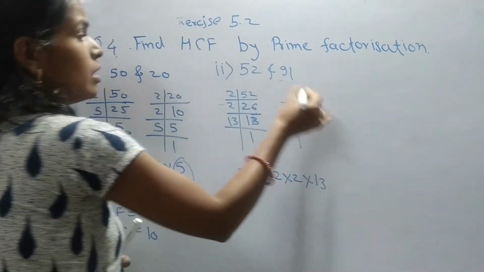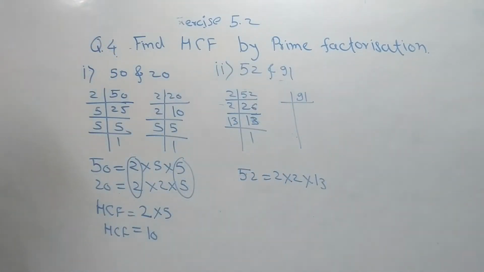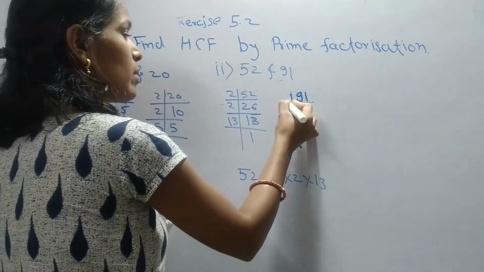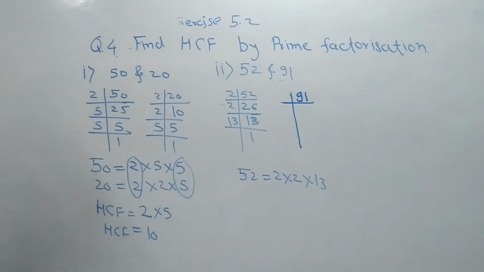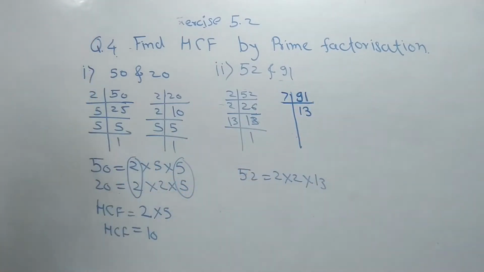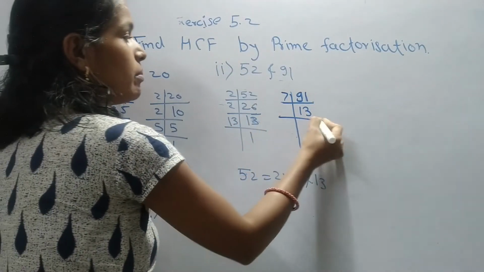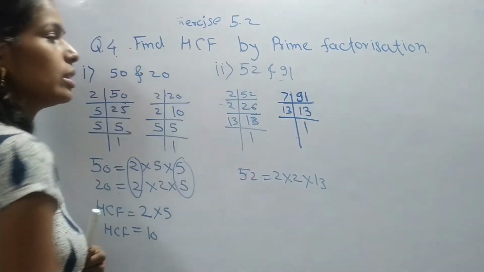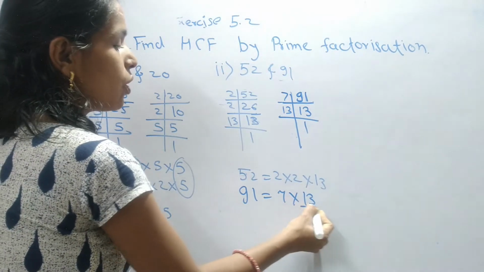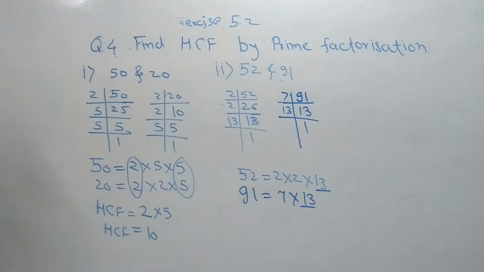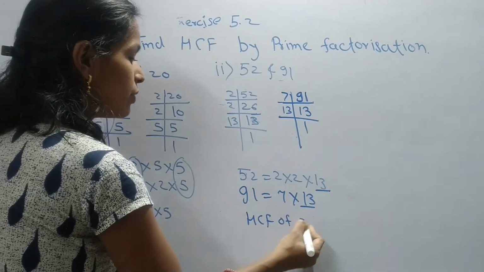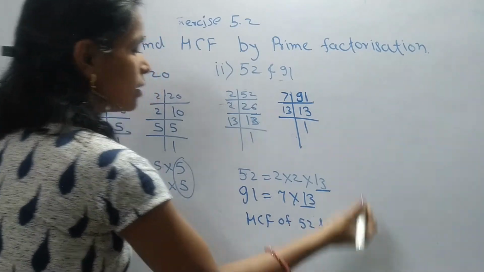And 91. 91 is not divisible by 2. It is also not divisible by 3. It is not divisible by the next prime number, that is 5. It is divisible by 7. 7 thirteens are 91. And 13 is itself a prime number, so it is divisible by 13 only. 13 ones are 13. So 91 has the prime factorization 7 multiplied by 13. If you observe, there is only one common number between these factorizations. So the HCF of 52 and 91 is equal to 13.